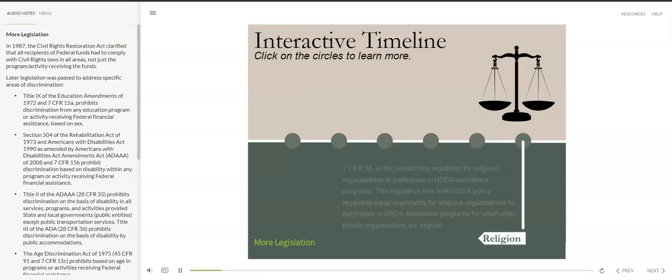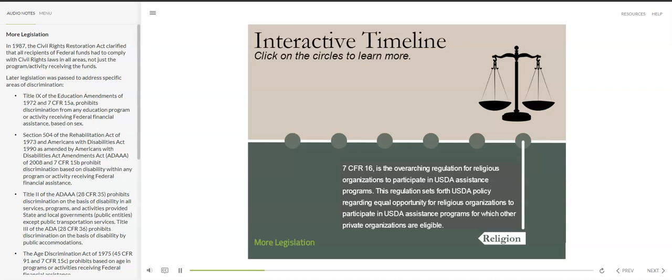Religion. 7 CFR 16 is the overarching regulation for religious organizations to participate in USDA assistance programs. This regulation sets forth USDA policy regarding equal opportunity for religious organizations to participate in USDA assistance programs for which other private organizations are eligible.